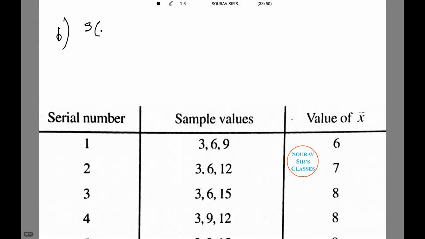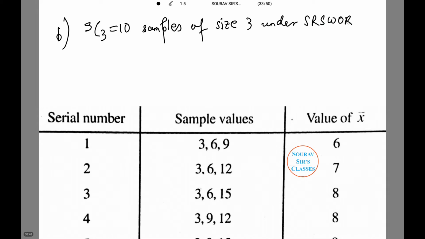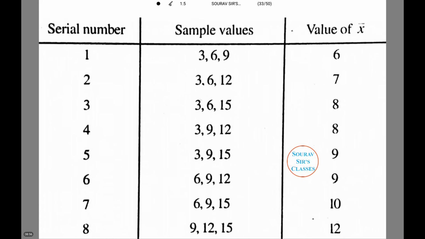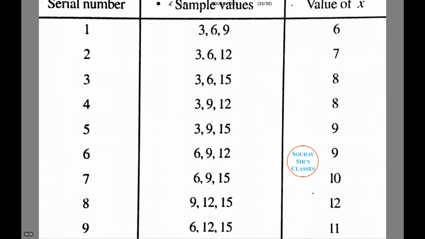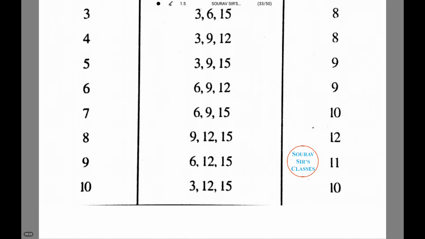There are 5C3, which is equal to 10 samples of size 3 under SRS WOR. I've listed them and also listed the x bar values for each of the samples. That is just like the previous one, 3, 6, 9, and now dividing by 3 we get 6. Similarly, proceeding for the other values, these are the values that we obtain. 3, 12, 15 upon division by 3 comes to 10.